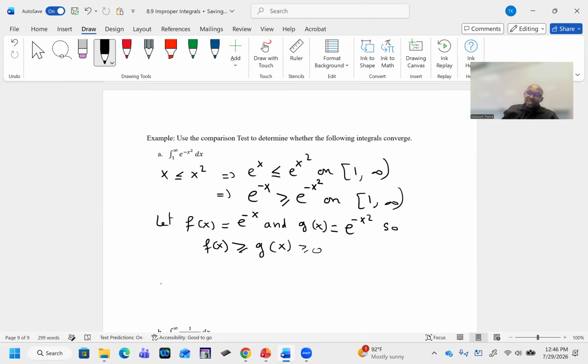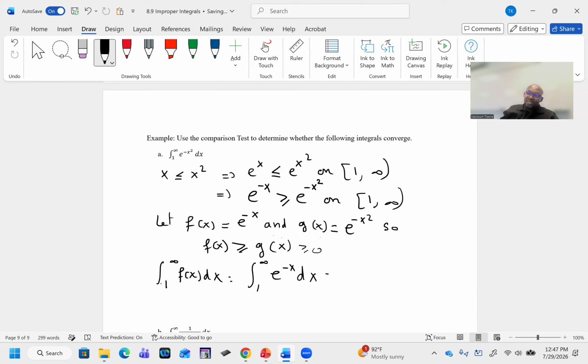So if I can check if the integral of f of x diverges, so that means this one diverges, right? If I can prove f of x converges, then g of x also converges. Because that's what we have to find, the integral of e to the power of negative x squared. So the integral from 1 to infinity f of x dx is what? The integral from 1 to infinity e to the power of negative x dx, right?